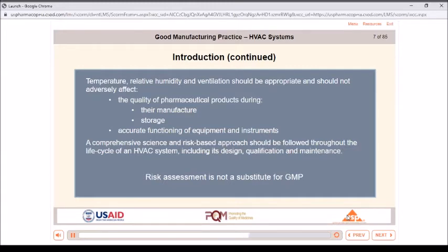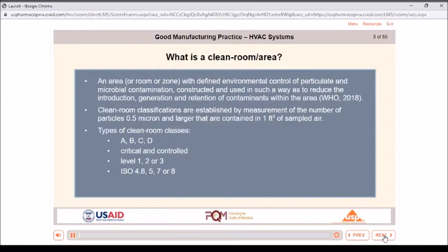Risk assessment is not a substitute for GMP. What is a clean room area? An area or room or zone with defined environmental control of particulate and microbial contamination, constructed and used in such a way as to reduce the introduction, generation, and retention of contaminants within the area.